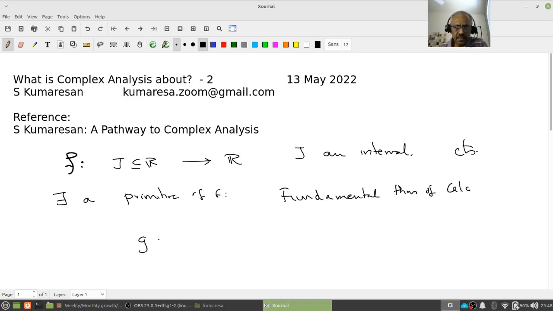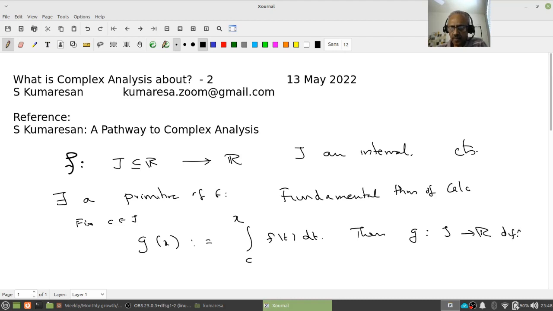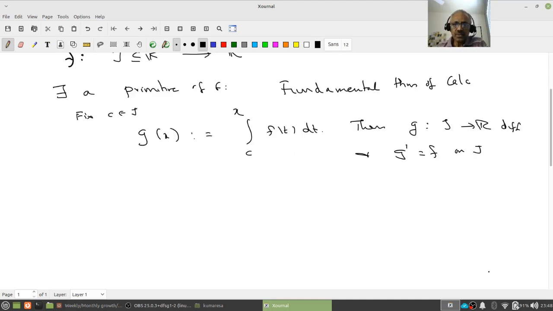That is given by the fundamental theorem of calculus. What does it say? Fix a point c in J, and define g of x to be the integral from c to x of f of t dt. Then g is differentiable, and g dash is f on J. This is the first fundamental theorem of calculus. All of you must have learned it in your real analysis course. This is a surprising result: I don't have to assume f is differentiable. The moment f is continuous, I have a primitive. Very good. So this is the motivation.